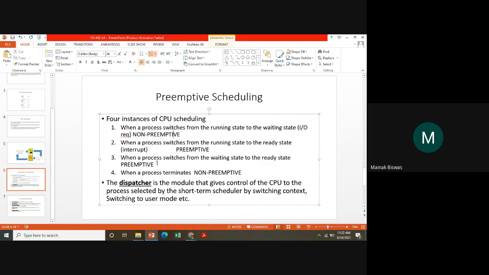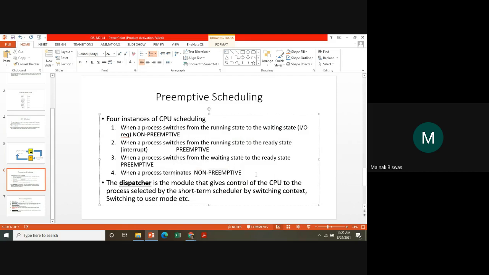When a process switches from the waiting state to the ready state, this can be preemptive, okay? It is in the waiting state, the IO is complete, and now it is put into the ready state again. And when a process terminates, that is non-preemptive. So there are 2 non-preemptive cases: when it goes from running to the waiting state, that is, waiting for an IO requirement, and when a process terminates.